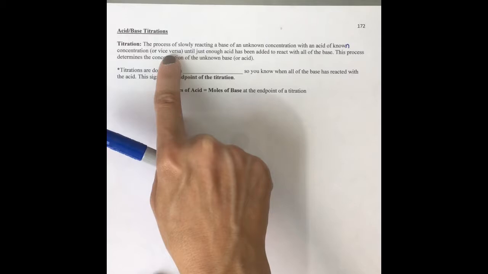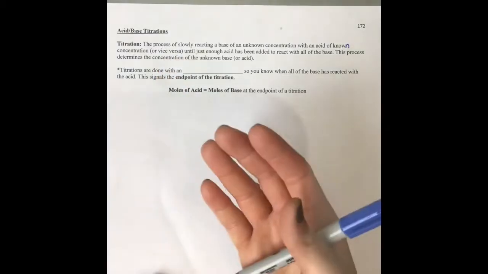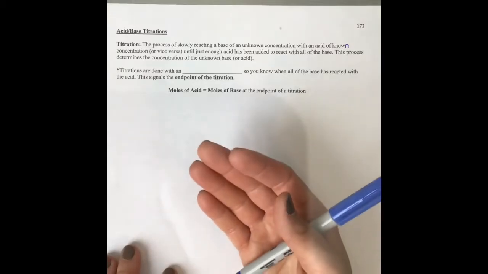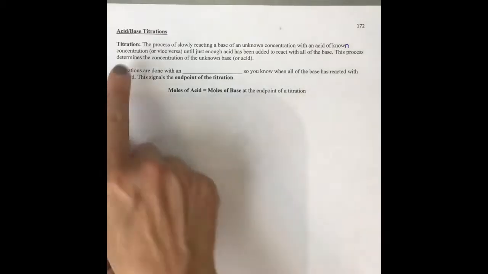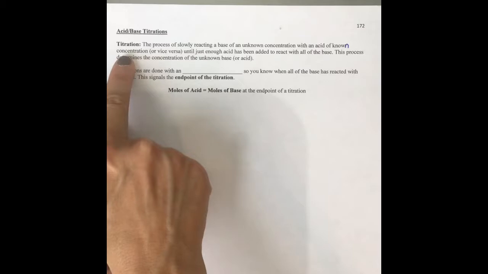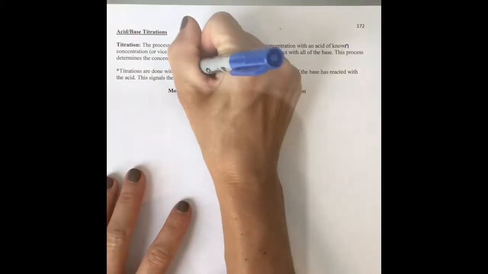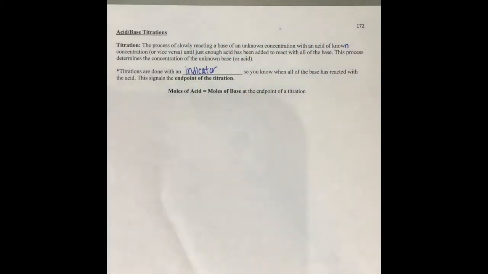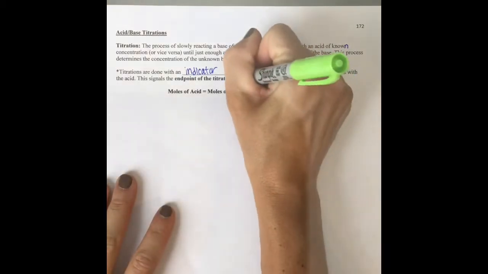So this is very useful if you were to find a bottle of acid or base that wasn't labeled and you aren't sure what strength it is. You can do the process of a titration to figure out what its concentration is. Okay, titrations are always done with something called an indicator. And an indicator lets your eye see the equivalence point or the end point of the titration.